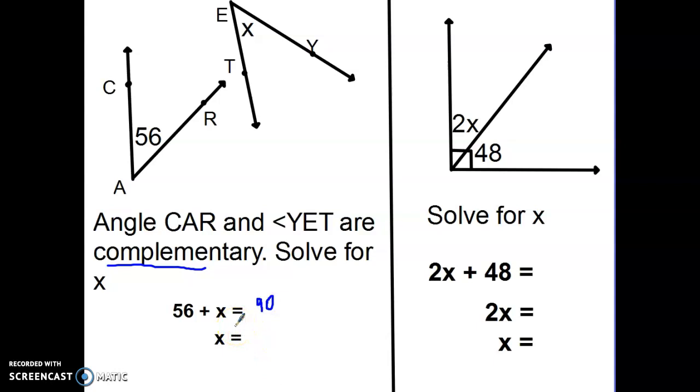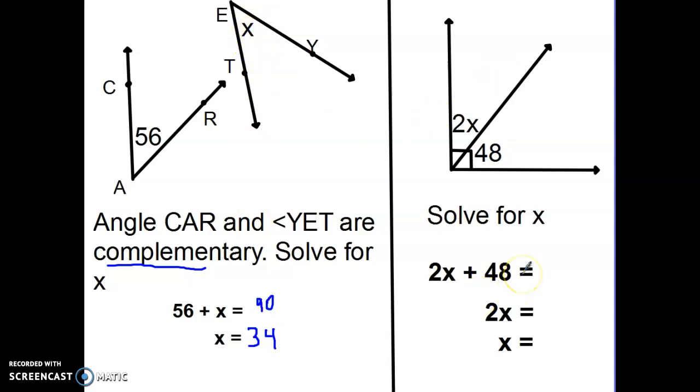And then we just take that information and use our algebra skills to solve for x. So obviously the opposite of a positive 56 would be to subtract it from both sides, leaving us with the answer 34. So this angle here is, of course, 34 degrees.